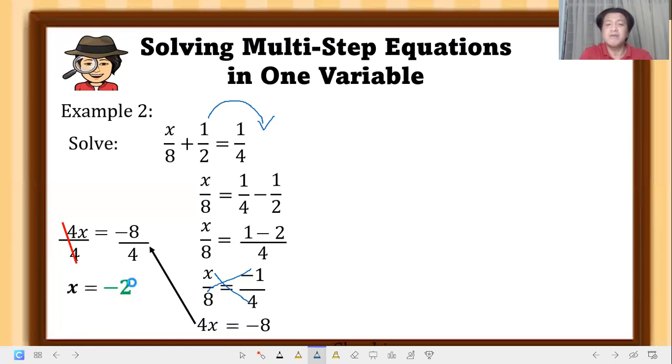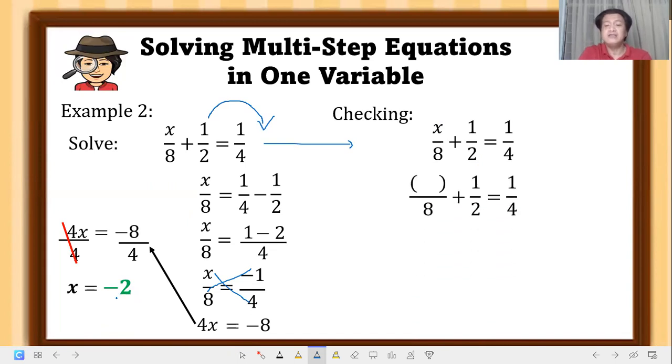Okay, check natin kung tama ba yung nakuha natin. Just simply copy the given equation natin. Ito yung equation natin. Okay, and then you are going to replace the x by the value of x, which is negative 2. Okay, so that is, yan. I-simplify natin to what is the lowest term of negative 2 over 8. Pag ni-reduce natin yan, that is equal to negative 1 over 4. Remember, that is the GCF. Divide both denominator and numerator by 2. Kaya negative 1 over 4 na lang to.